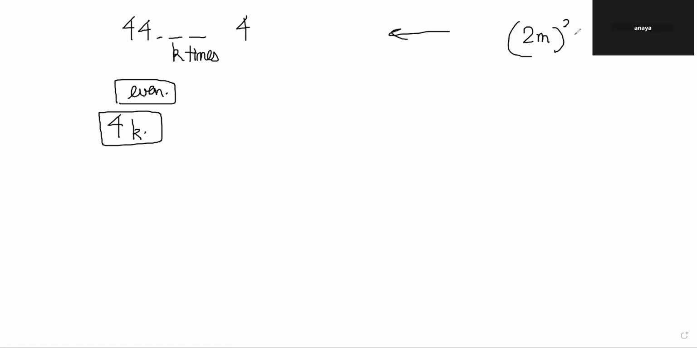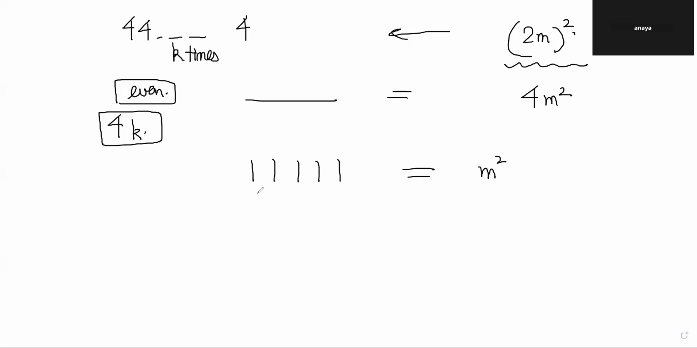2m square, right? If it is a perfect square, let's assume it is a perfect square. So it will be like this, no? It cannot be a perfect square of an odd number. That's impossible, right? So you'll get 4m square should be equal to this, right? And now you're getting m square is equal to this, which is a contradiction.